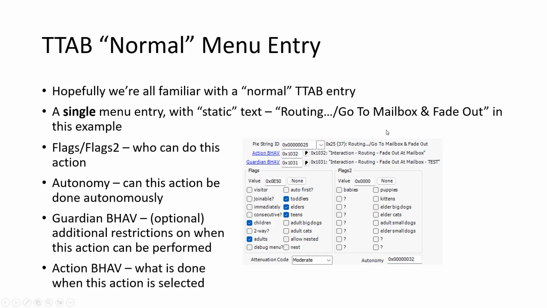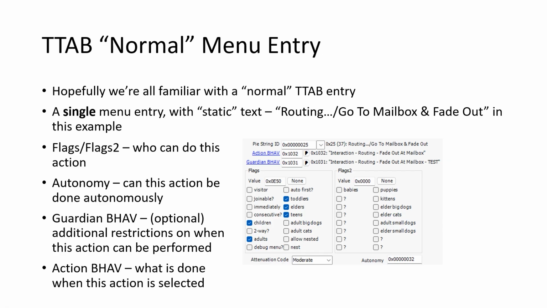So that said, TTAB. A normal TTAB menu entry, hopefully we're all familiar with this. You have a single menu entry with some static text that says, view this painting, switch this lamp on. In this example, routine, go to the mailbox and fade out. We have some flags and flags 2, that control at a very high level who can do this interaction: toddlers, elders, teens, children, adults. We have an autonomy value that says whether it has to be sim directed or whether it can be done autonomously by a sim on the lot.